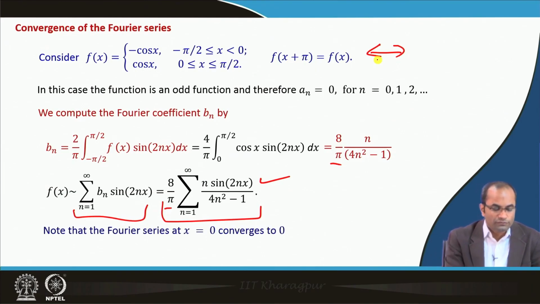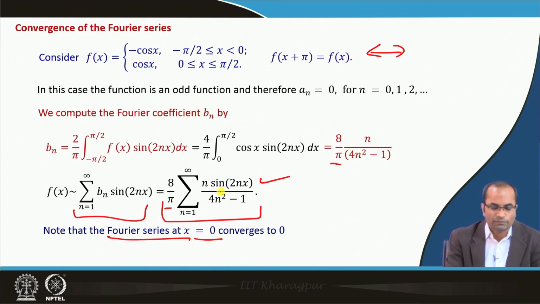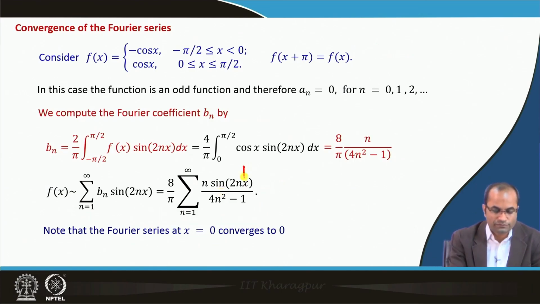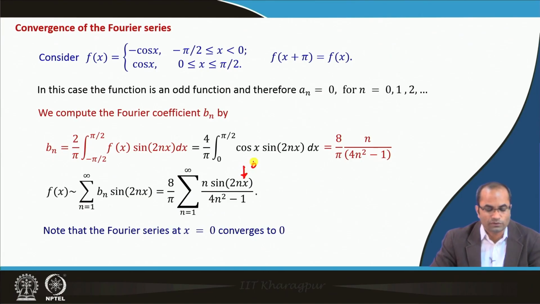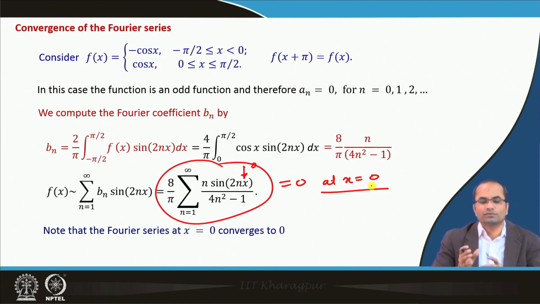What we notice now for this Fourier series is that if we substitute x equal to 0, or evaluate this series at x equal to 0, because of this sine function, the sine will become 0 and the whole sum will become 0 at x equal to 0. So this is what we call that this series converges to the value 0 at x equal to 0.